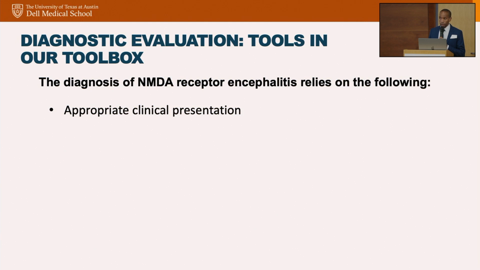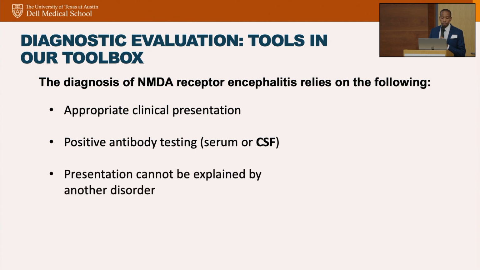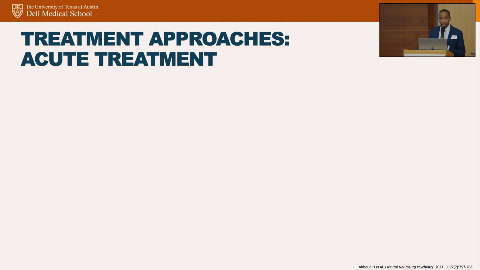You need an appropriate clinical presentation, you need positive antibody testing in the serum or the CSF, and you need to make sure that you rule out other causes. Once you have the diagnosis, then you need to start treatment. I will preface this by saying that the antibody panel does take 7 to 10 days. So in my practice, I don't wait for the antibodies to come back.